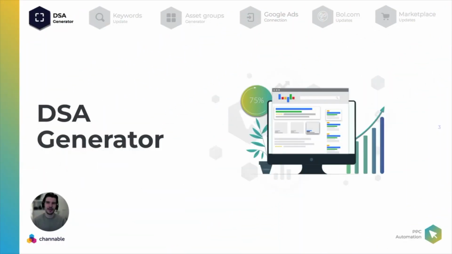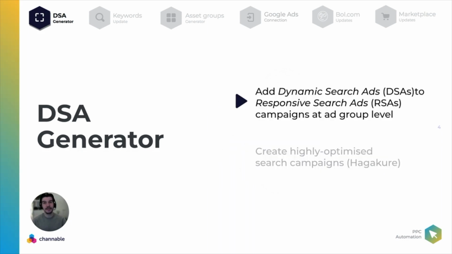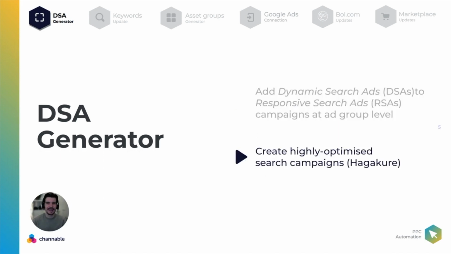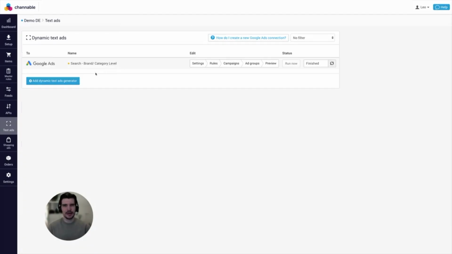Last December, we launched our DSA, or Dynamic Search Ads Generator, for our PPC tool. Now with this new generator, you can add dynamic search ads to your responsive search ads directly in the tool and at ad group level. That is important because that allows you to create highly optimized search campaigns with a Google recommended structure, for example, the Hagakure method.